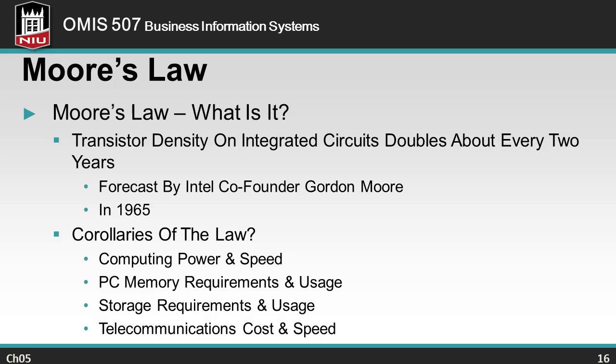Moore's Law was created by Intel's Gordon Moore in 1965. He stated that transistor density on integrated circuits doubles about every 2 years. This law has been found to be fairly accurate. There are other computing elements that act in a similar manner, like the power and speed of computing power, PC memory, data storage requirements, and telecommunication speed. This connection makes sense since they are all related to the performance of electronic components.